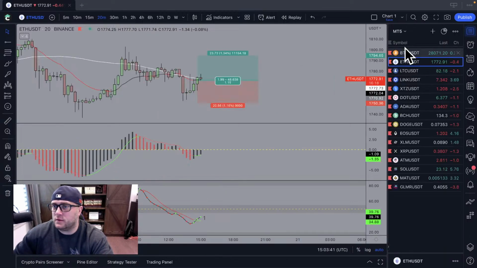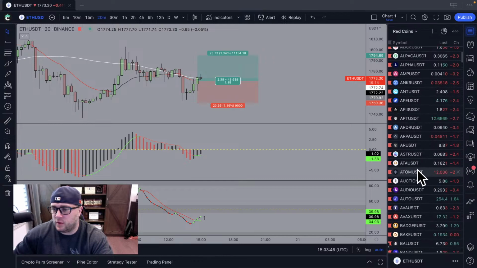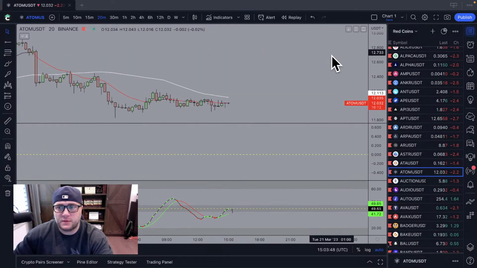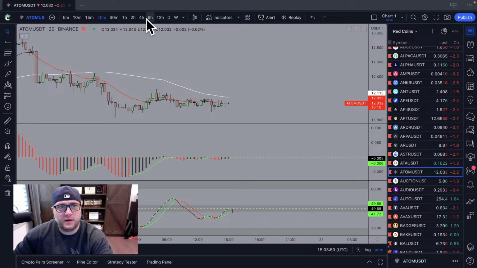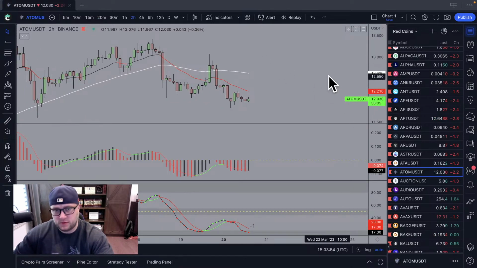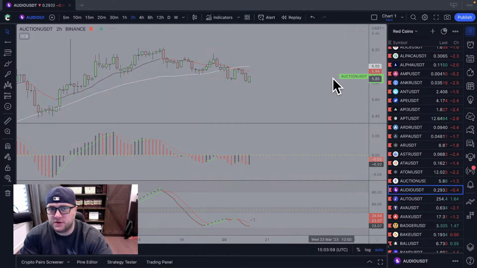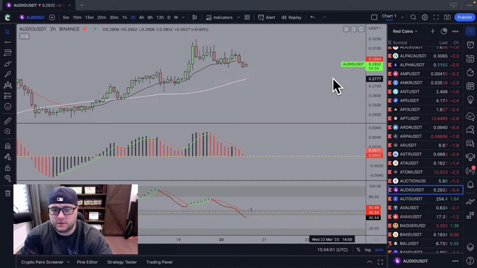Let's go back to our, where were we? I think we were on Atom. We got 16 more minutes. No, sorry. We have 56 more minutes for the 2-hour chart to close. Let's see if we can try to find a scalping position on the altcoins.